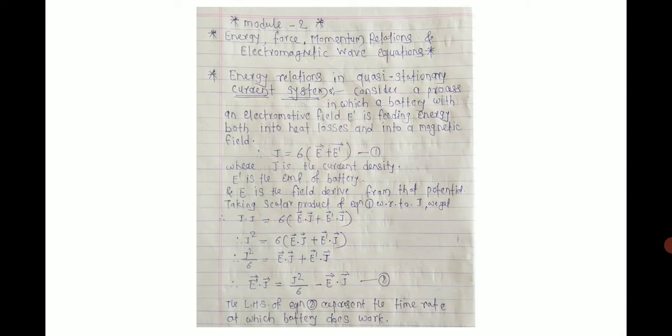In that module, the first point is the energy relation in quasi-stationary current system. Then the next point is magnetic interaction between two current loops, and that point we will see in TY-BSc. Then the next point is the energy stored in electric and magnetic field, and the next point is the Poynting theorem.